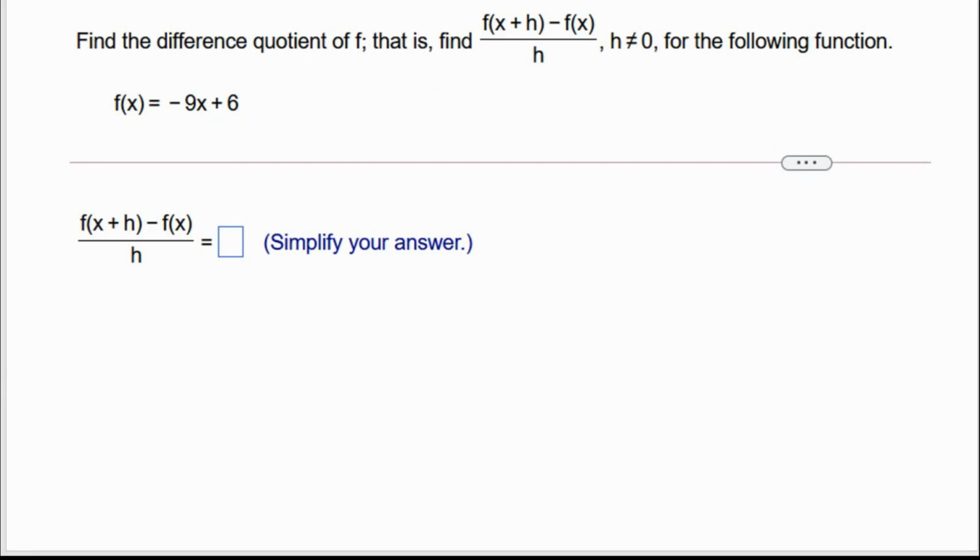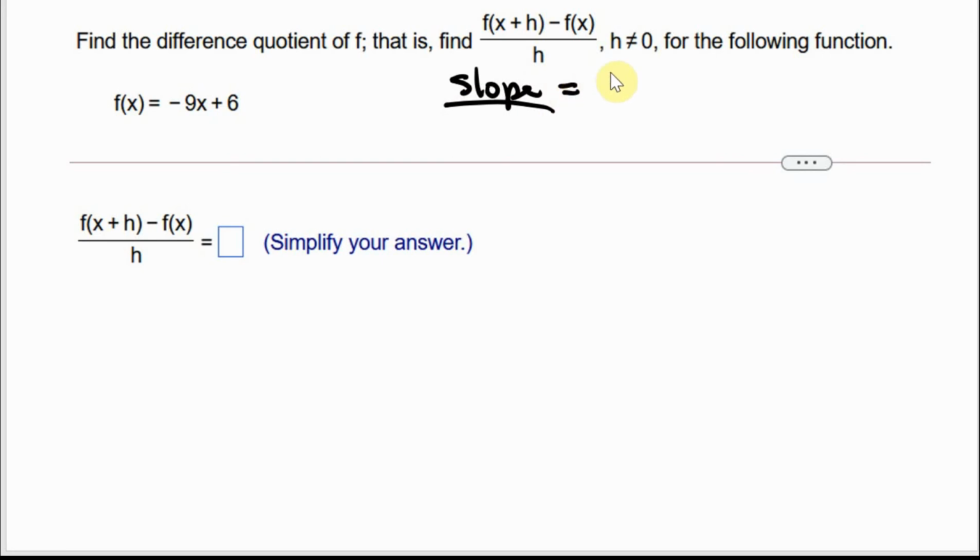Okay? So this difference quotient, I raised a question a little bit later on, and I want y'all to investigate it. So I won't give the answer. But here, let's just do what it says. It says, find the difference quotient of f. The question now is, what the heck is a difference quotient? It's a slope. That's all it is.